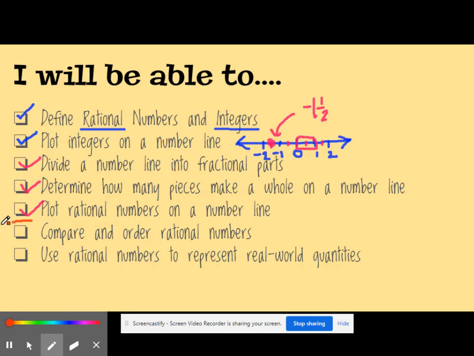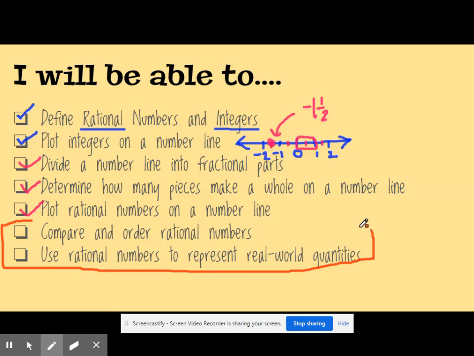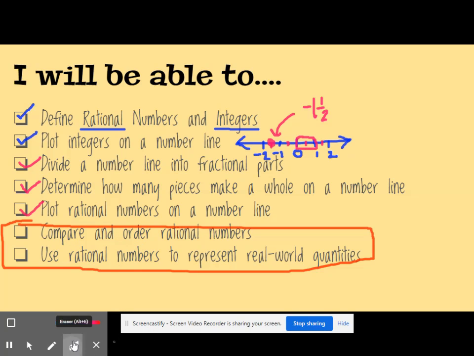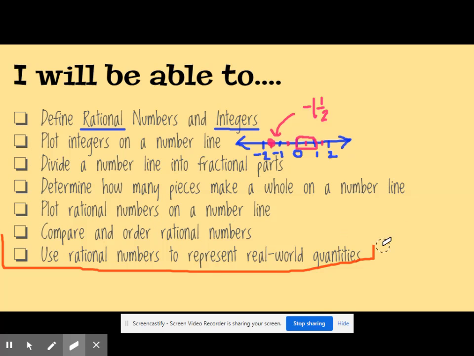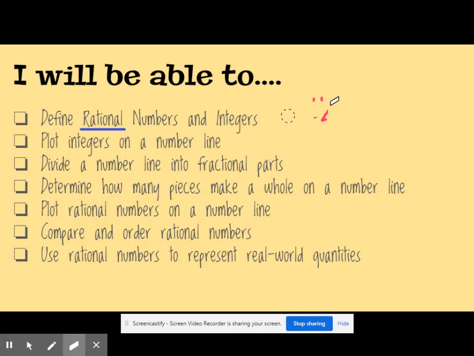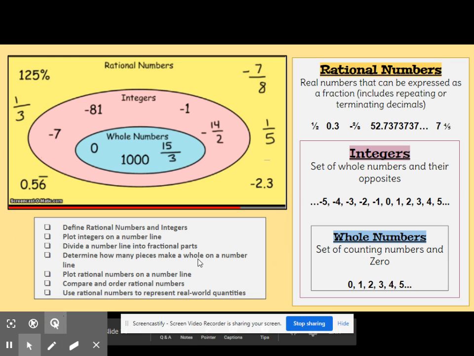Today, what we're going to focus on are the last 2. The last 2 are comparing and ordering rational numbers. So what's bigger, -1 and a half or a +2? And we're going to use rational numbers to represent real world quantities. So that is our goal for today. And it's going to be based a lot on what you know about your number sense from elementary school: which numbers are bigger, which numbers are smaller, and how to compare decimals. Okay, so let's go ahead and get busy.